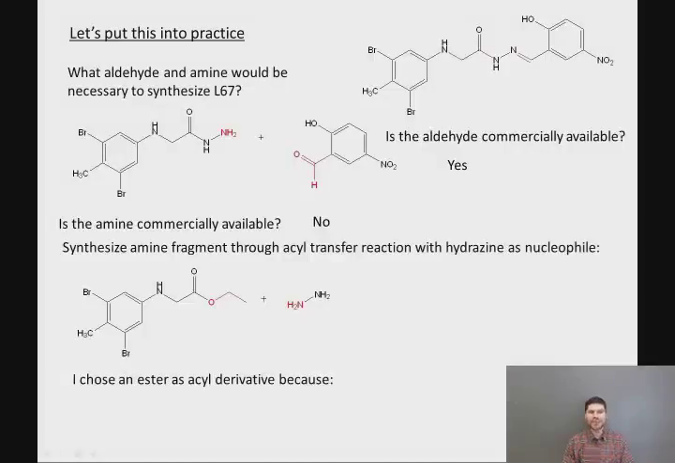So I chose the ester as an acyl derivative for 2 reasons. First of all, hydrazine is a very, very reactive amine when it's reacting as a nucleophile.